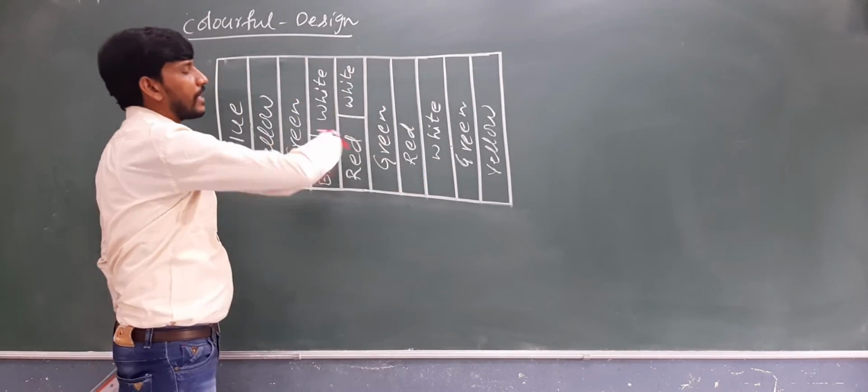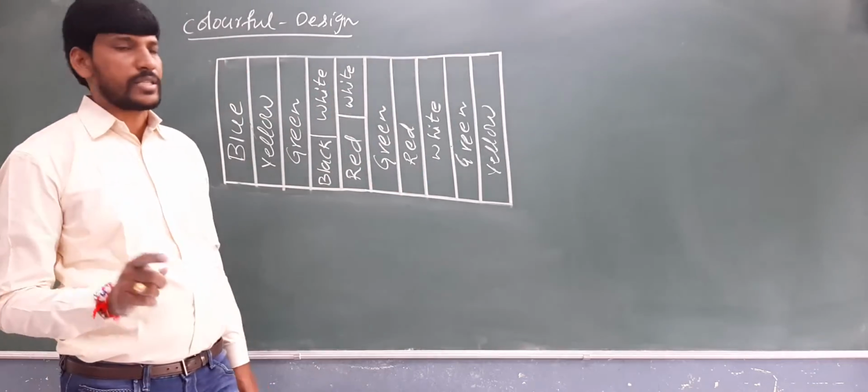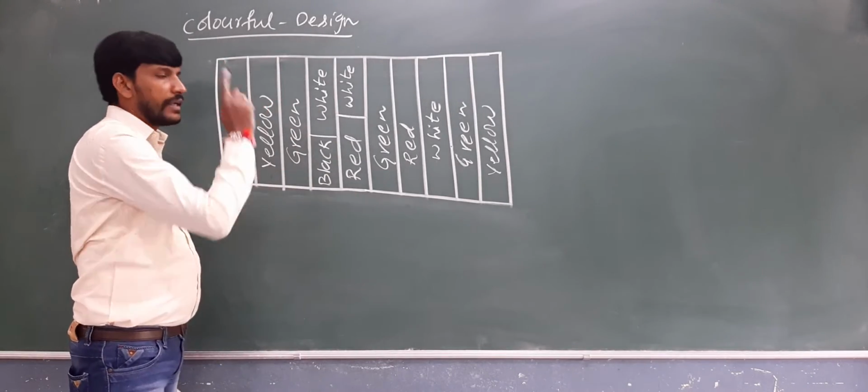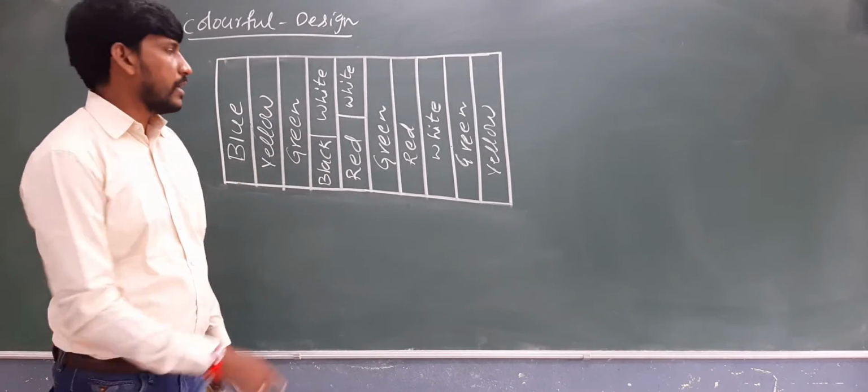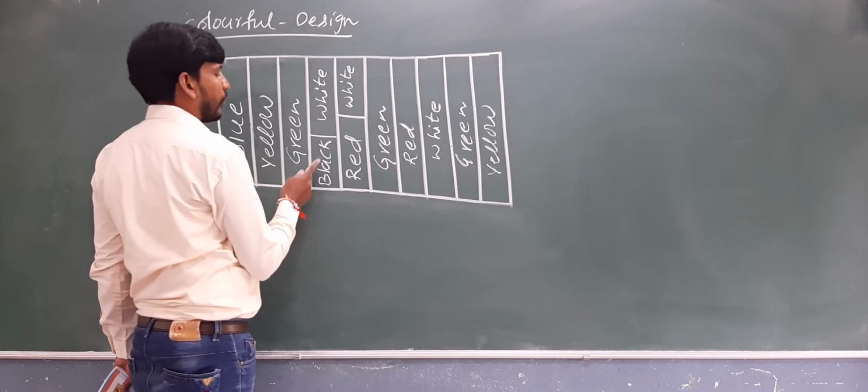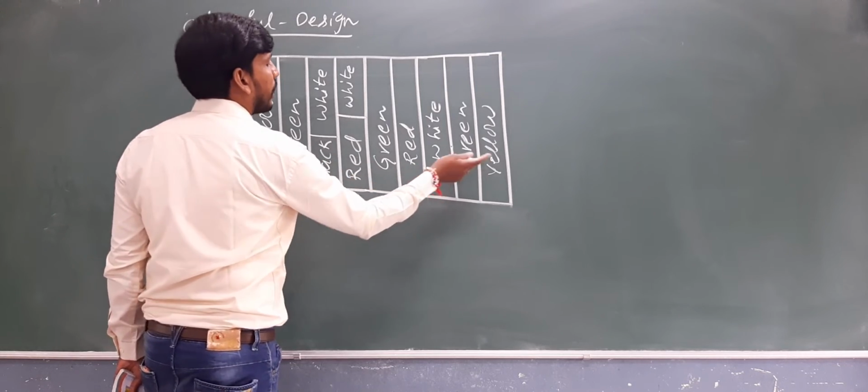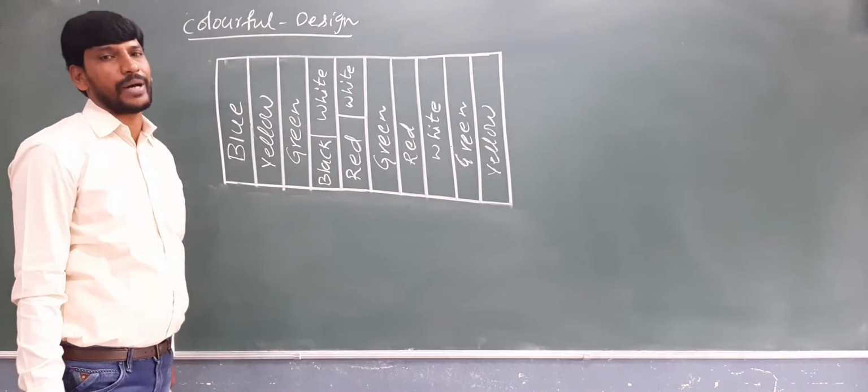Total how many parts are there? Can anyone answer? Yes, totally there are 10 parts. Okay, see this here: 1, 2, 3, 4, 5, 6, 7, 8, 9, 10 parts, 10 equal parts are there.